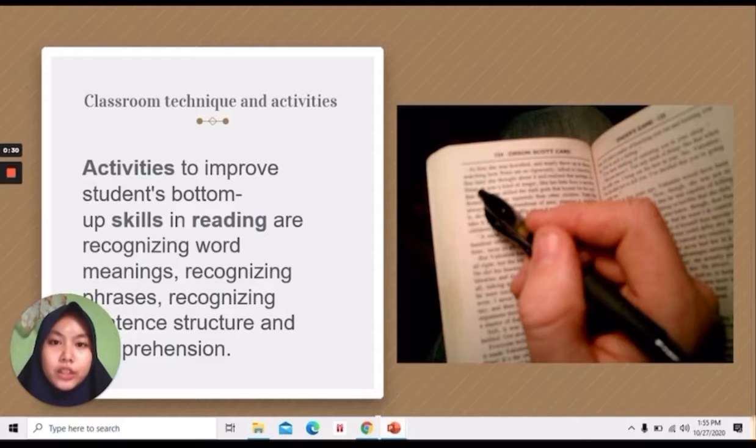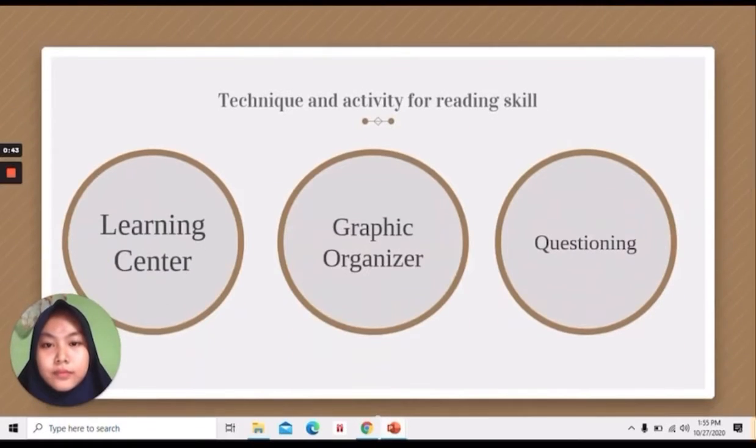So as a teacher, we need to choose the best technique and activities to improve students' reading skill. So let's move to the next slide. Here are the techniques and activities for reading skill.